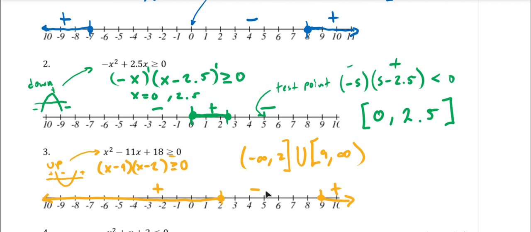Finally, we could decide where to shade based on this inequality. It's greater than 0, so we're going to shade where it's positive. This gives me the following two intervals, which we stitch together with a union symbol.